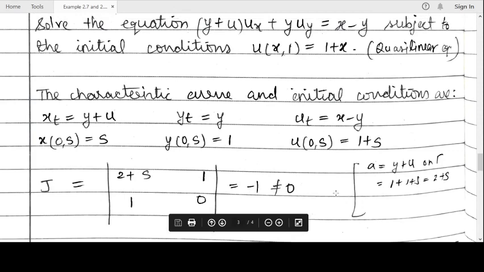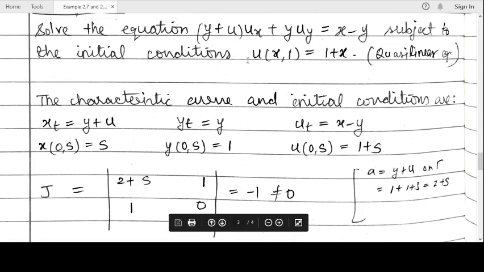Now we will see the Jacobian. Here a is y plus u. We have to find y plus u on the initial curve. On the initial curve y is 1, u is 1 plus s, so this becomes 2 plus s. b is y, which is 1. dx_0 by ds is 1, dy_0 by ds is 0. So when you compute this, we get the determinant as minus 1, a non-zero quantity, and hence we can expect a unique solution in the neighborhood of the initial curve.